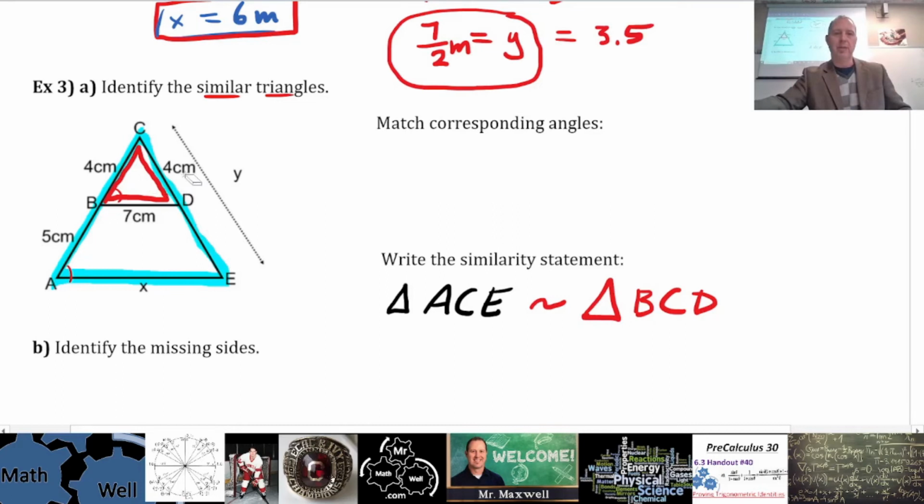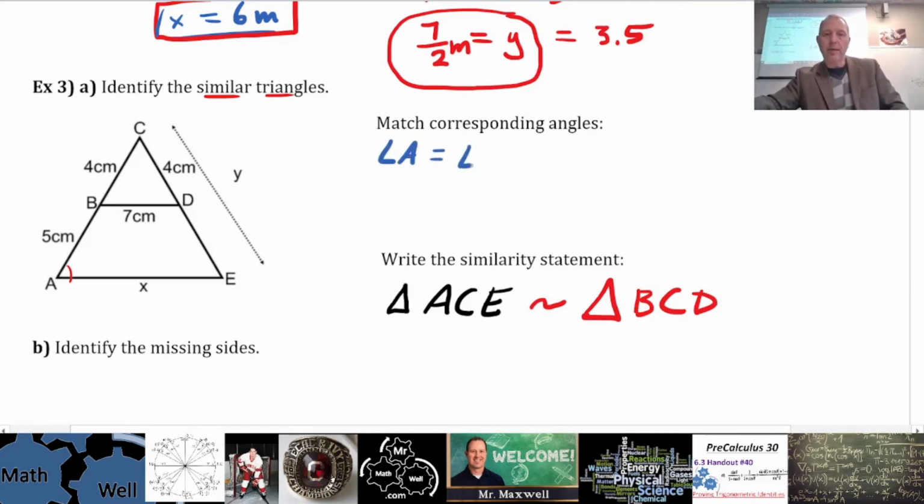All right. So let's match the corresponding angles. We've got angle A. We said it goes with what? Yeah, angle B. We already kind of figured this out in our similarity statement. So angle B, those are the same.